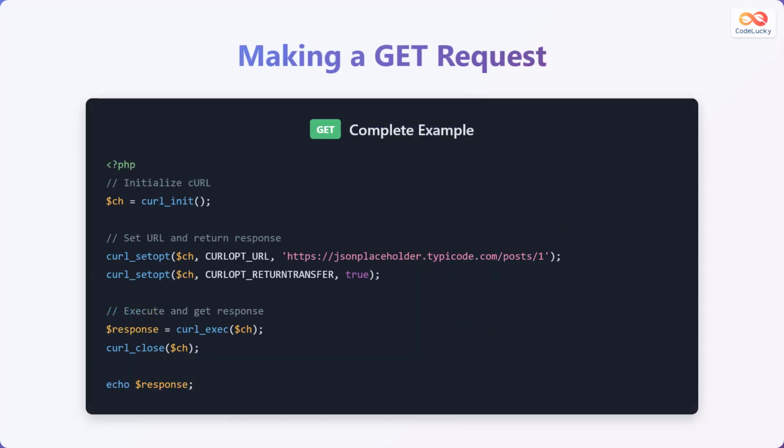Here's a complete example of making a GET request. First, initialize cURL using the curl_init function. Next, set the URL to which you want to send the request using curl_setopt. Also, set the option to return the response as a string. Execute the request using curl_exec, storing the response in a variable. Close the cURL session with curl_close. Finally, you can print the response.